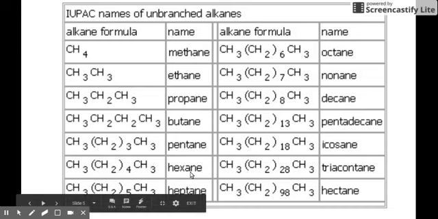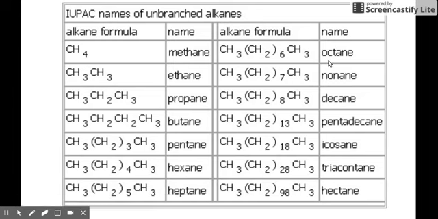6 is hexane. 7 is heptane. If it's 8, that's octane. If it's 9, that's nonane, and 10 is decane. So it's just like the usual, starting with 5 until 10. You see it's associated with geometrical figures like pentagon, hexagon, heptagon, octagon, etc., until you get a decagon. But for the first four, you need to remember meth for one carbon, eth for two, prop for three carbons, and but for four carbons.